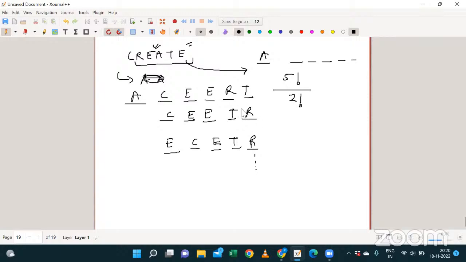Why 2 factorial? Suppose you are going to consider this thing. Suppose this is R, this is T. Suppose this is E1 and this is E2. This is another E, this is another E.